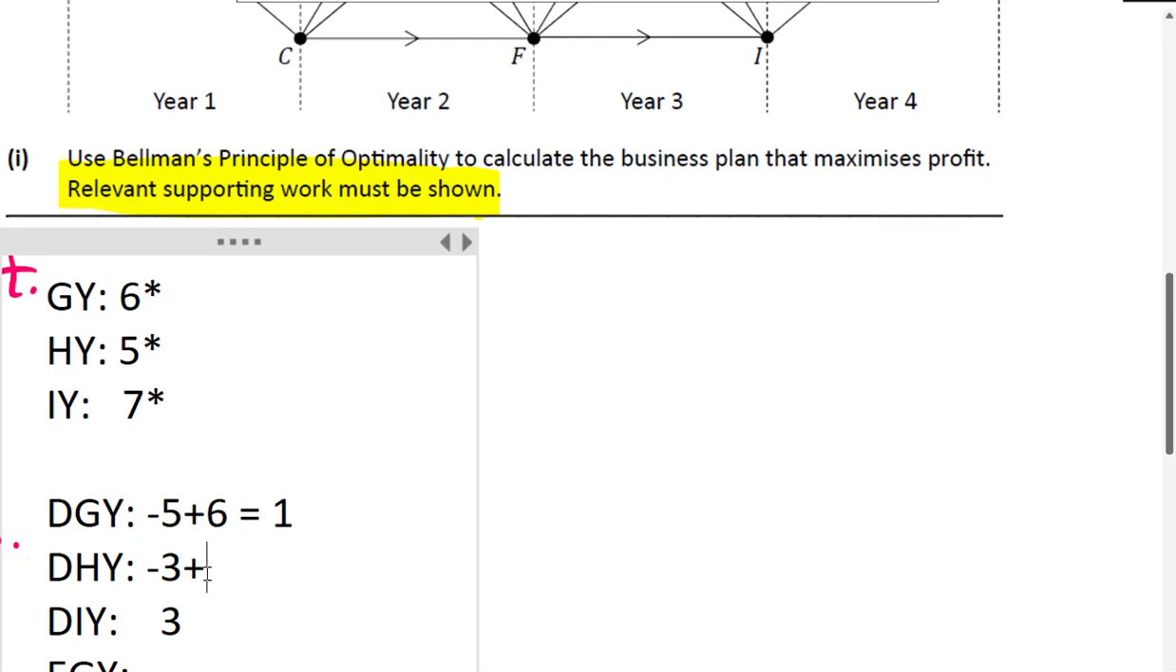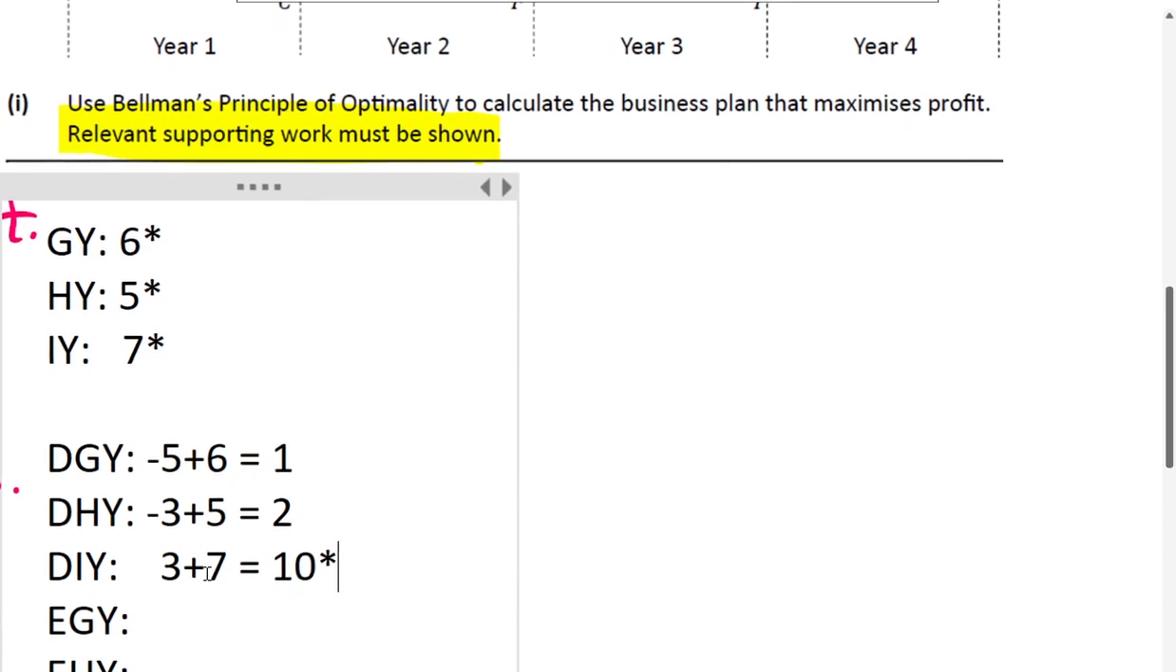Then we got -3 plus 5 is 2. And then we have 3 plus 7, which is 10. So going from D, our optimal route is DIY. So that's the one we're going to carry on to stage 2 from D. I hope that makes sense.